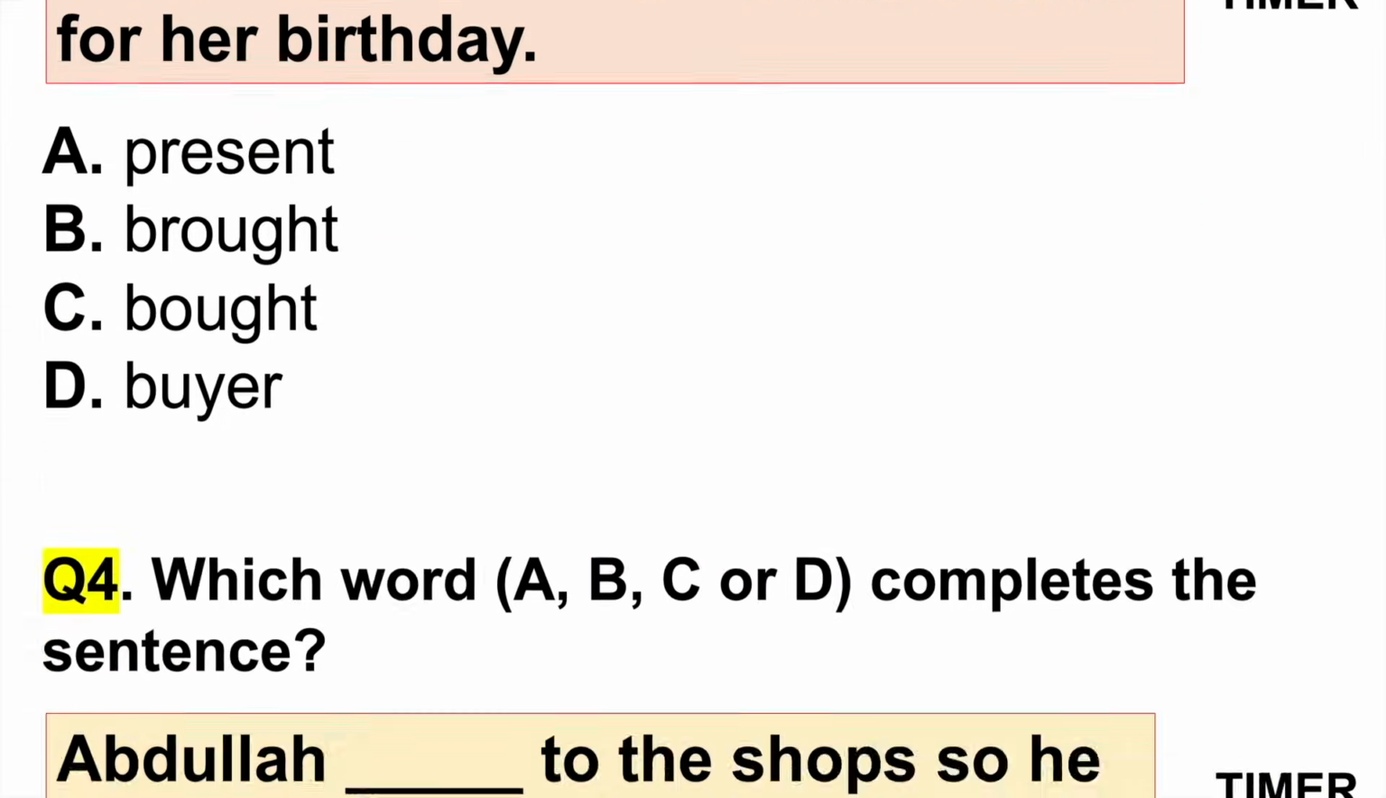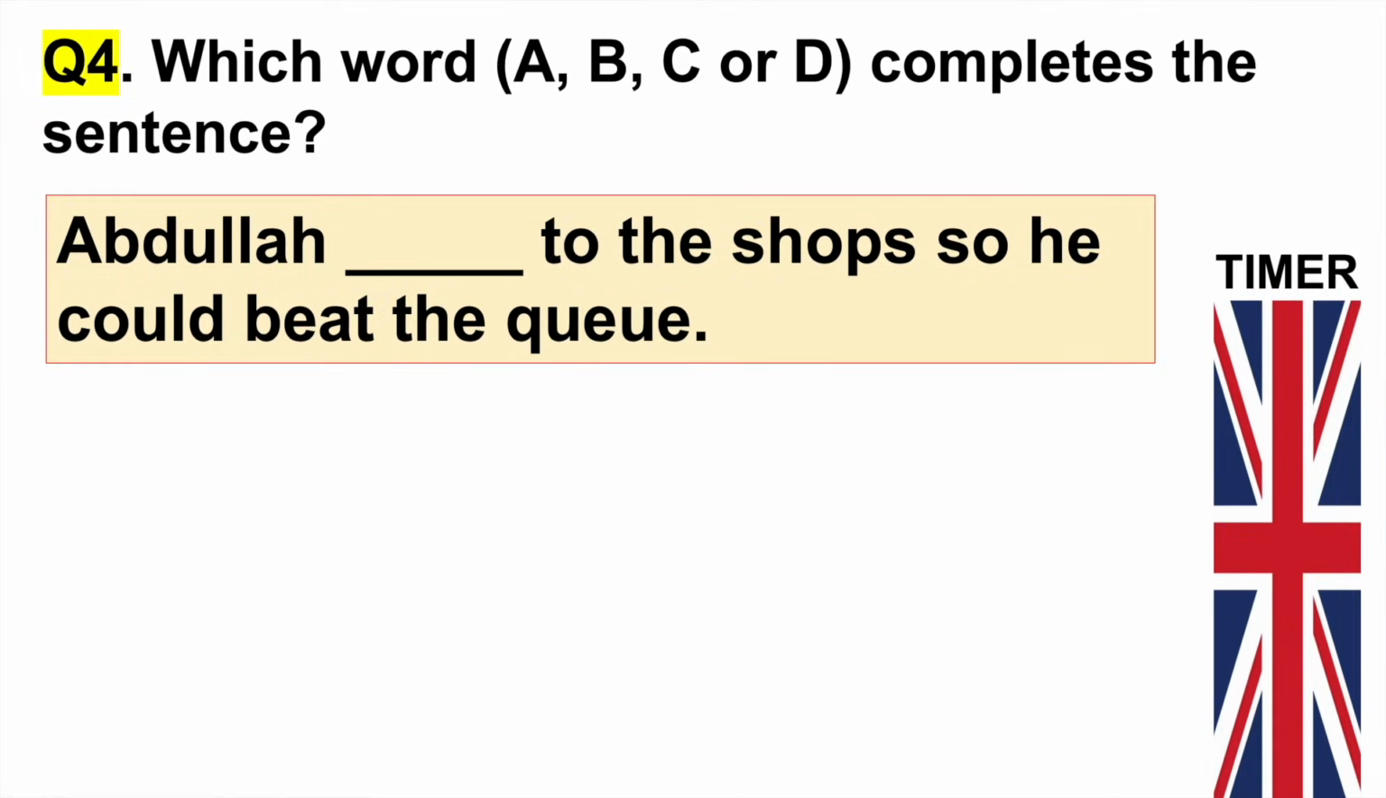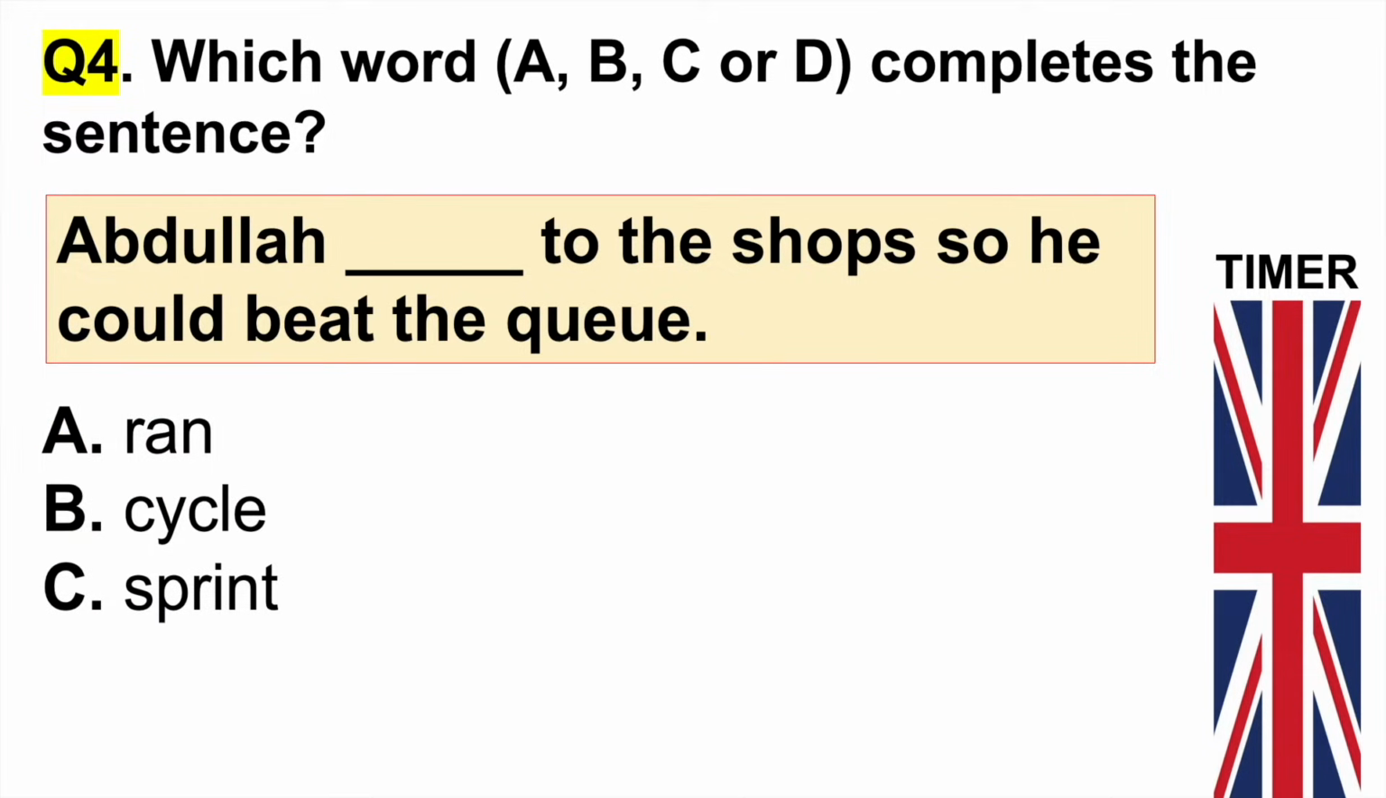Try one more. Question number 4. Which word, A, B, C or D, completes the sentence? Abdullah blank to the shops so he could beat the queue. Is it A, ran, B, cycle, C, sprint, or D, walk? Here's your timer.